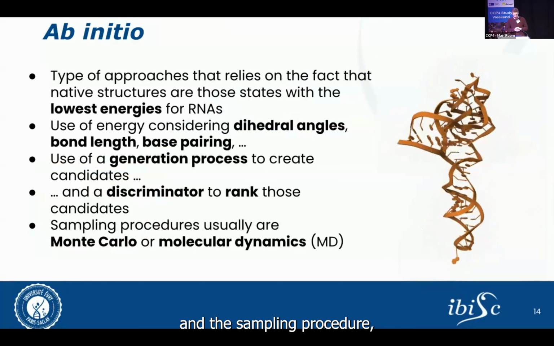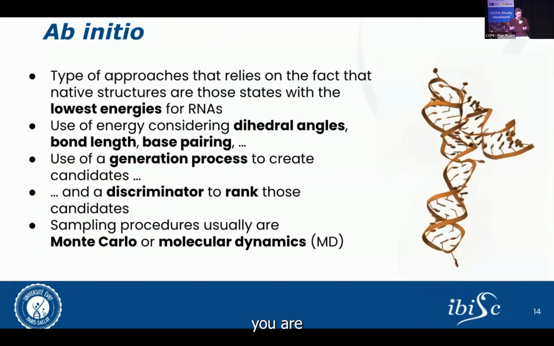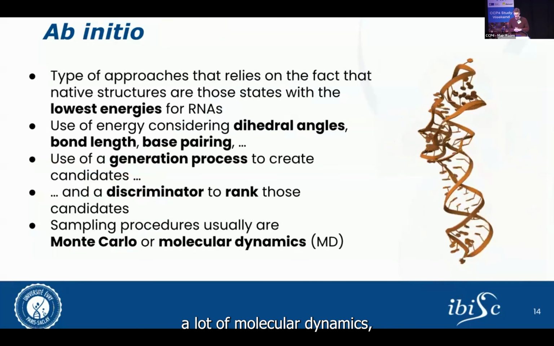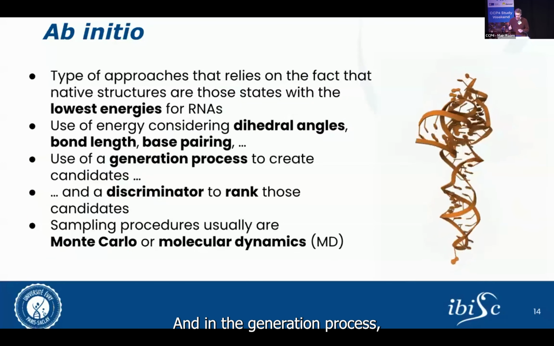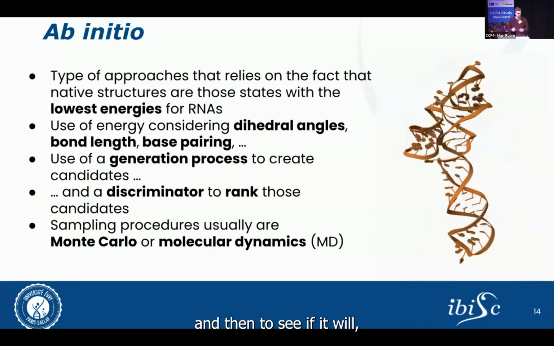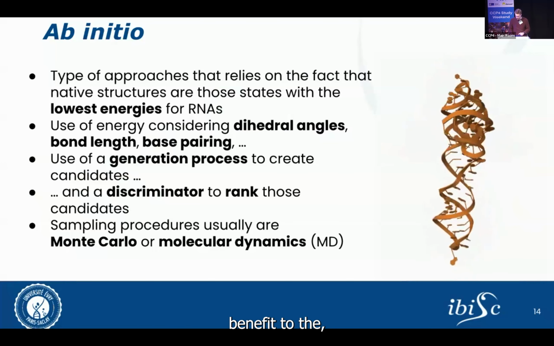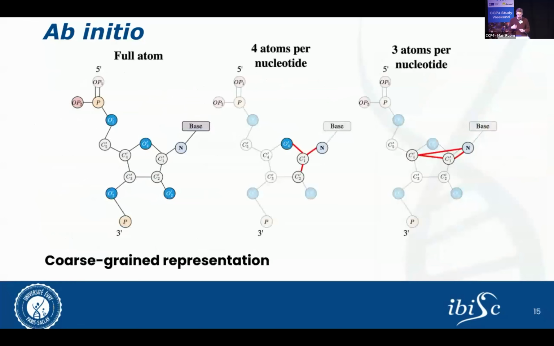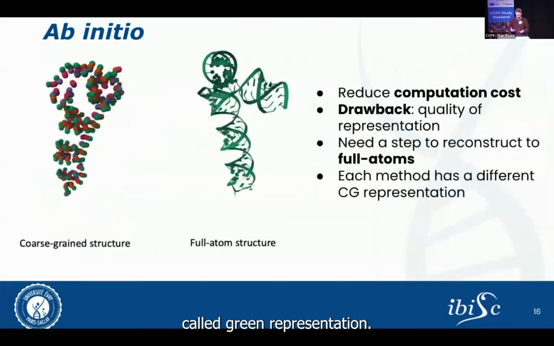The sampling procedures are usually Monte Carlo or molecular dynamics, for instance. In the generation process, they add small changes to the structures and then see if it adds a benefit to the energy of the molecule. And for those ab initio methods, we can have a coarse-grain representation. So instead of having all the atoms for one nucleotide, for one residue, we could consider just a small number of atoms per nucleotide. And so it is a coarse-grain representation.